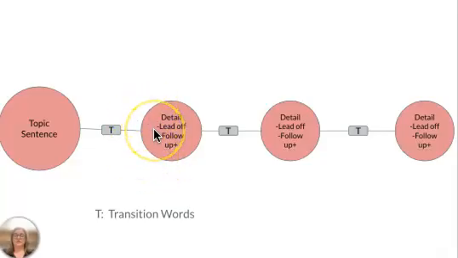And so the first sentence is called the lead-off sentence. The second sentence is called the follow-up sentence. And then there might be another follow-up sentence. Then you go on with your transition word to the next detail. And there'll be a lead-off sentence and at least one follow-up sentence. Then you'll do a transition word and you'll go to your next detail. And you'll have your lead-off sentence and a follow-up sentence and maybe another one.